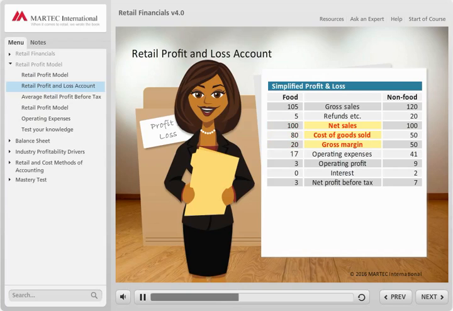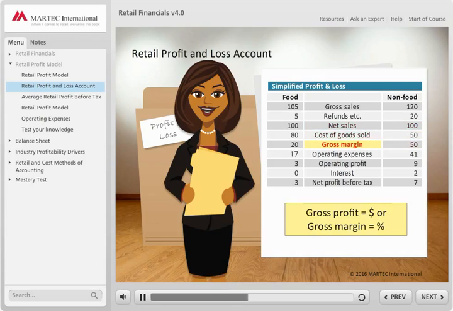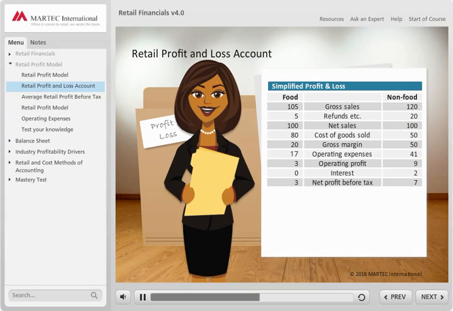In non-food, gross margins are higher, so sales are 100, cost of goods sold are 50, and the gross margin is 50. To avoid confusion between cash and percentages, we will always take gross profit to mean the cash sum, and gross margin to mean the percentage. The gross profit is sometimes called the merchandise profit.